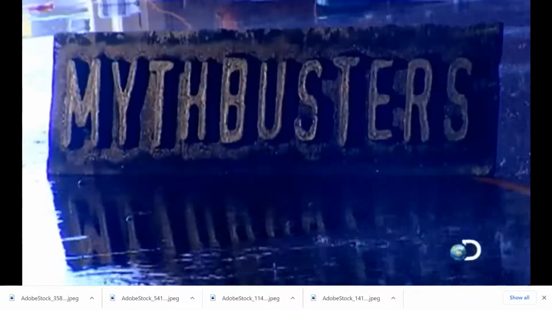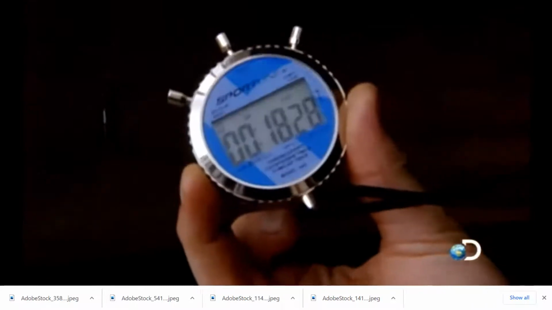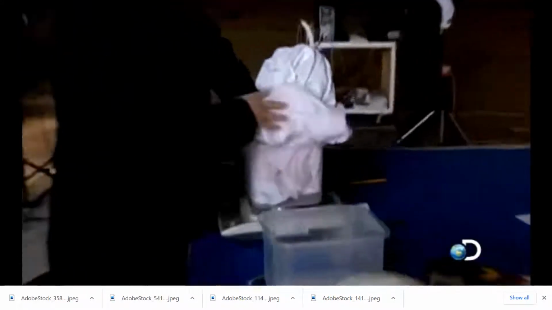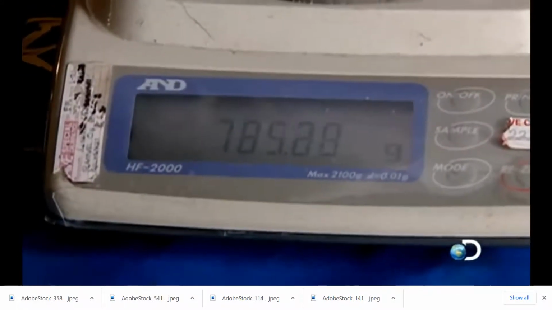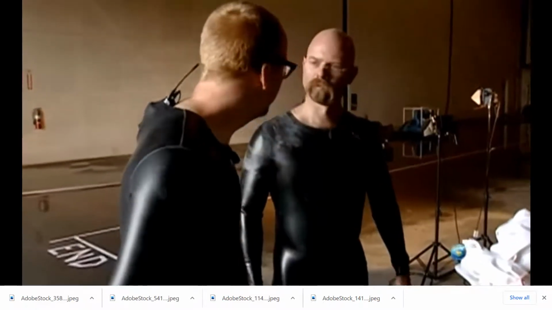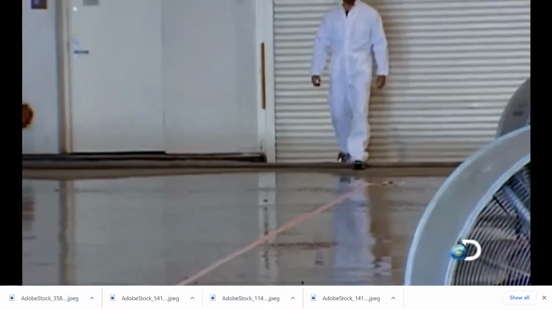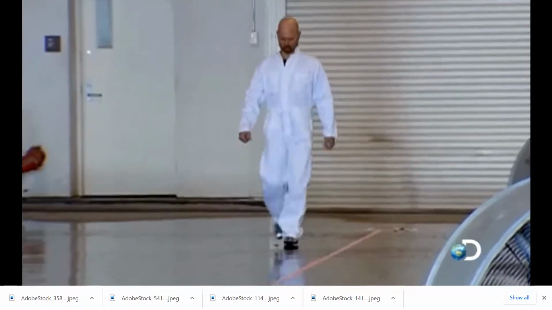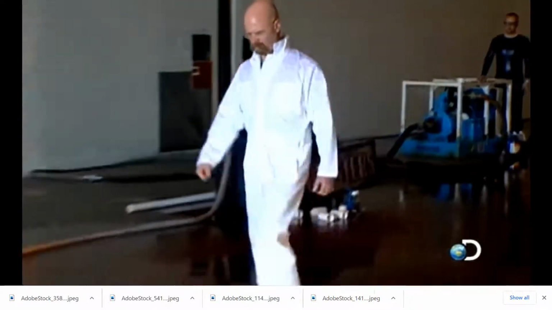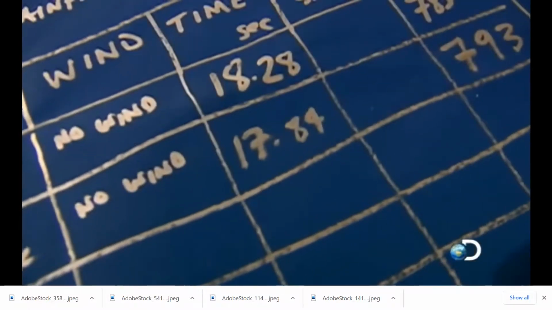Adam and Jamie will walk the course twice, once with wind, once without. And stop. Each take is timed. Then the coveralls are straight off and onto the scales. 785 grams. What was the original weight? 757. Cool. So 18 grams of water. And the results faithfully recorded. Now, Jamie's turn to be under the weather. Both walks clock in at around 18 seconds, and the coveralls have soaked up almost the same amount of water.